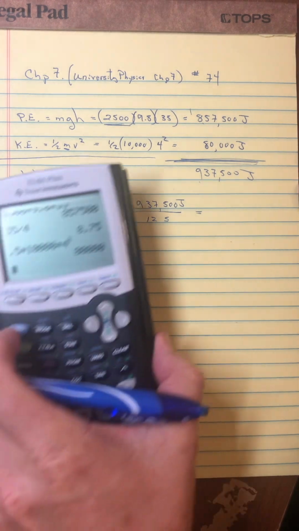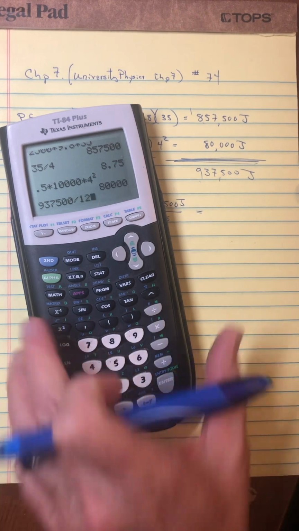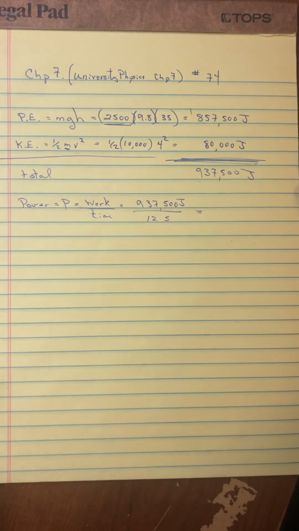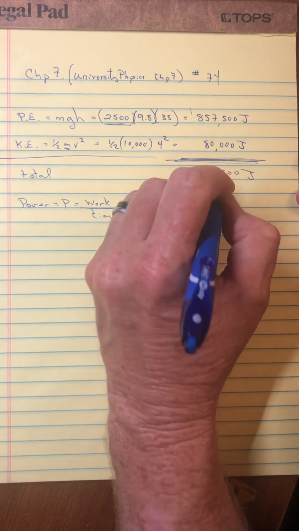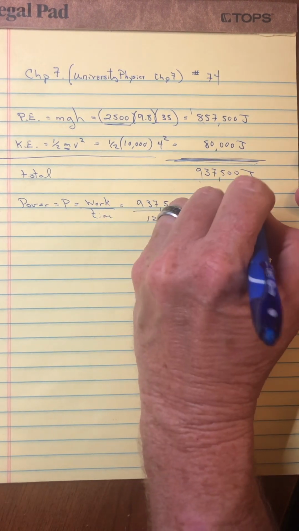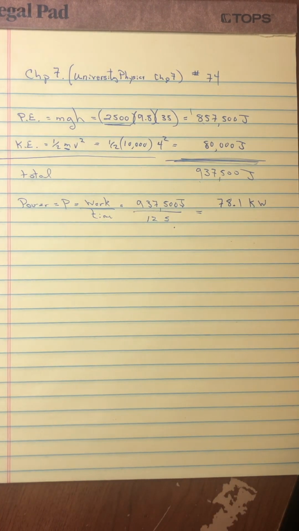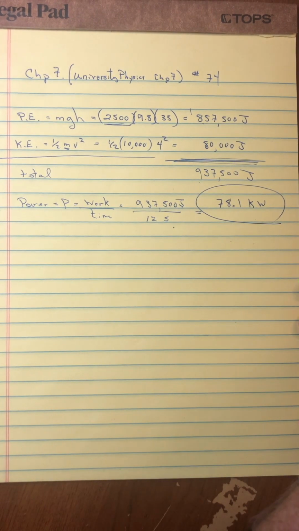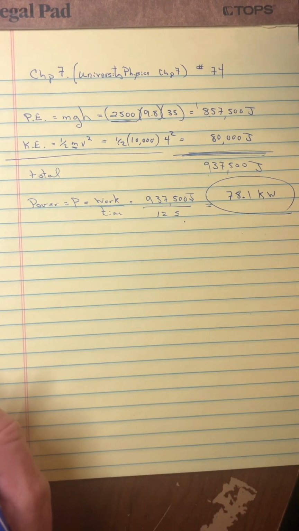And so if I take this 937,500 and divide it by 12 seconds, I'm looking at about 78.1 thousand, so kilowatts. And so a joule per second is a watt. So I need about a 78,000 watt motor for this, or, well, probably a bigger motor because of other scenarios that could happen. But in this particular scenario, we need to be running this motor at a rate of 78,000 watts. Okay.